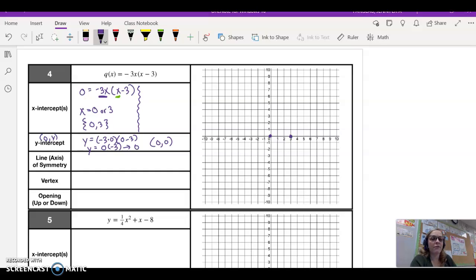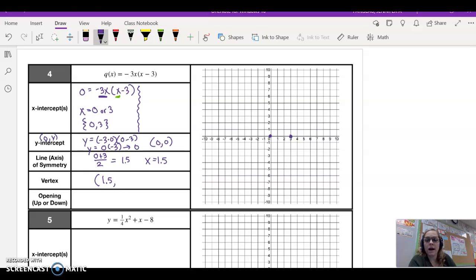So how do we find the halfway point between those? We add it up and divide by 2. So 0 plus 3 divided by 2 is going to give me my axis of symmetry. So 3 divided by 2 is 1.5. So x equals 1.5. So now I know that it's kind of this floating line halfway in between 1 and 2. That's where it is. Well, my vertex is going to have the value x is 1.5.